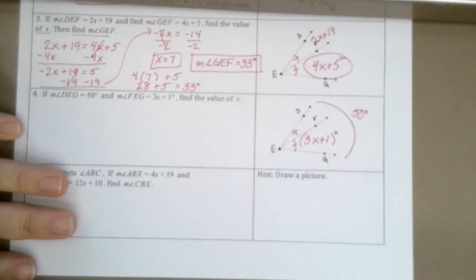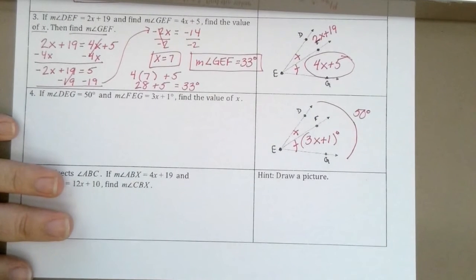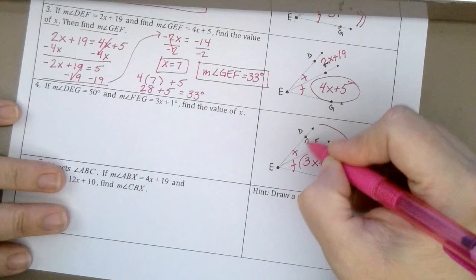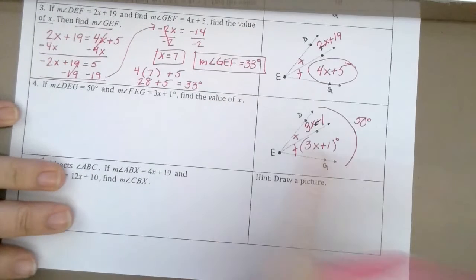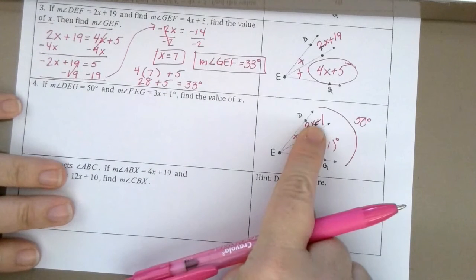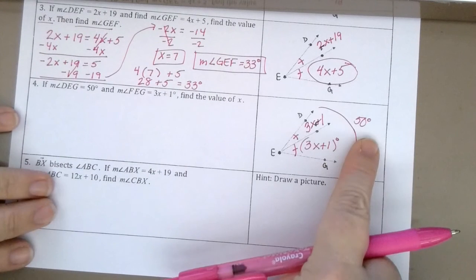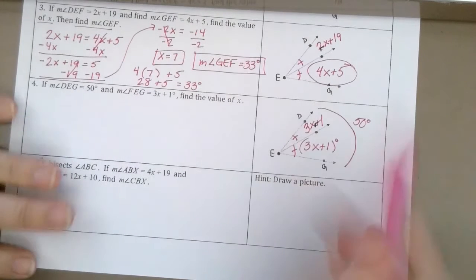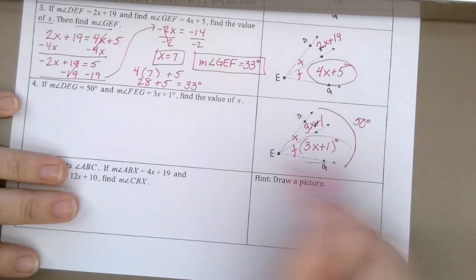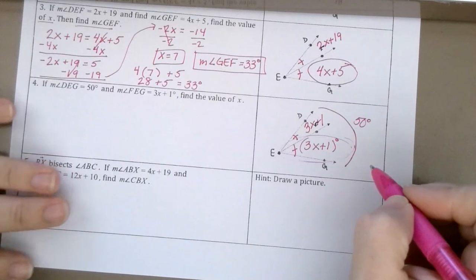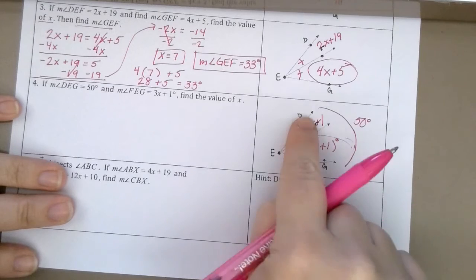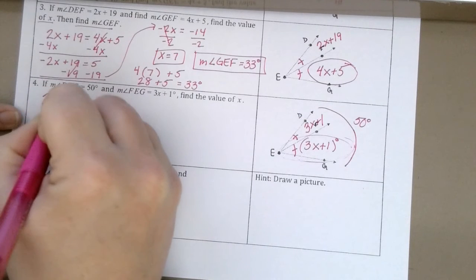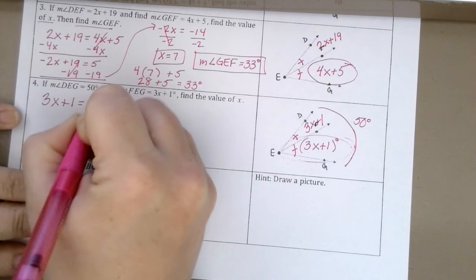Now there's a couple different ways that I could do this. If this is 3x plus 1, guess what this one is also going to be? 3x plus 1. So I could say 3x plus 1 plus 3x plus 1 equals 50. Or, if the whole thing is 50 and I know that I have it bisected, what do I know about this angle right here? It's 25 degrees, right? 25 and 25, that gets me the 50. So I could just set 3x plus 1 equal to that 25 degrees.